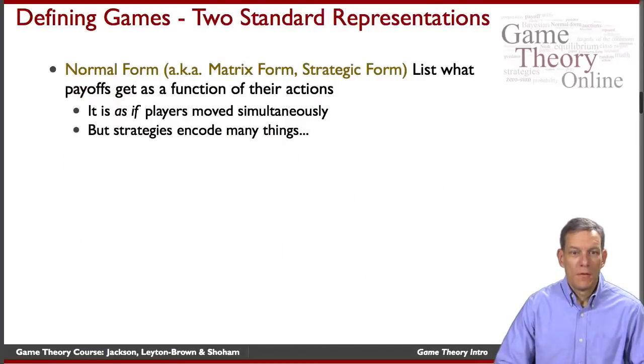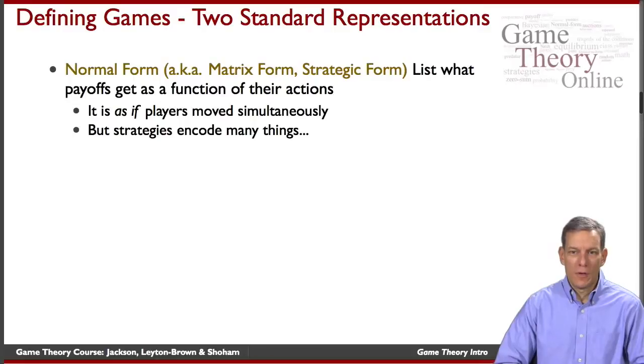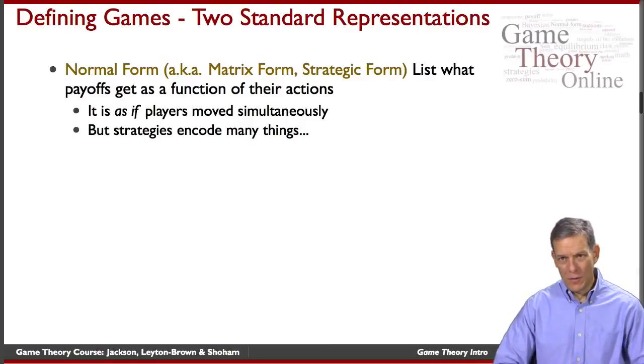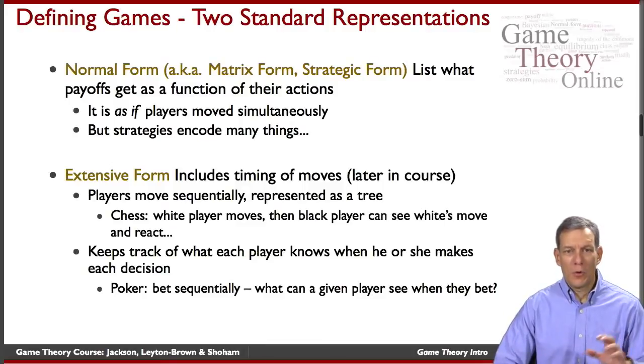So there's basically two standard representations of games. One is what's known as the normal form, and that's what we'll be starting with in the course. It's a very simple and stark representation of a game. It lists what payoffs players get as a function of their actions. Normally, it's thought of as if players are moving simultaneously, but strategies, and we'll talk about this in more detail, can encode many things. The other alternative representation is what's known as the extensive form, and that includes more explicit timing in the game.